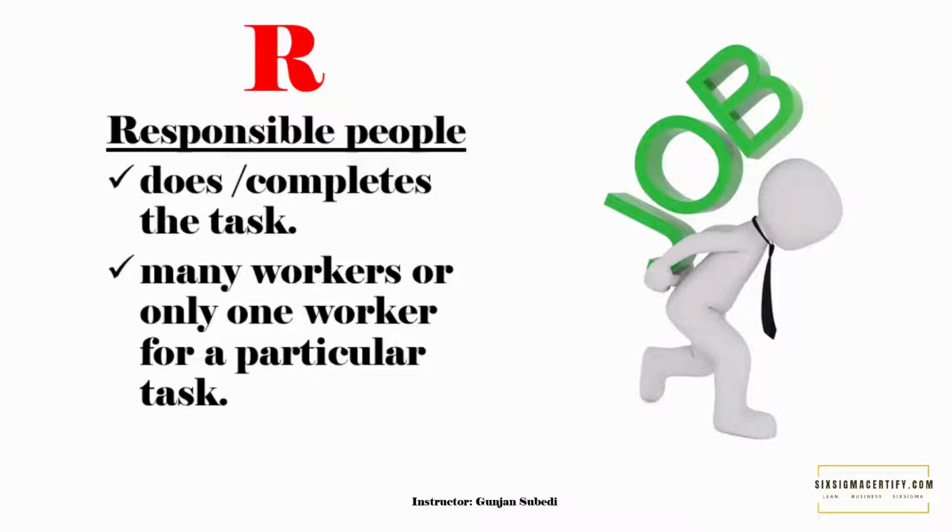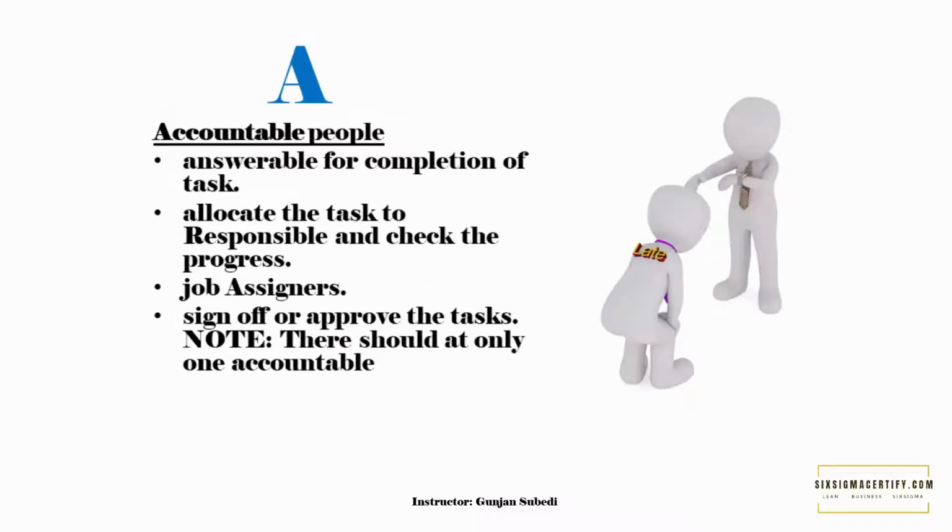Responsible people are those who actually do or complete the task. They are the doers or workers. There could be many workers or only one worker for a particular task. The accountable person is the one who is answerable for completion of the task. They may allocate the task to the responsible and check the progress. They are job assigners. They sign off or approve the task. There should be at least one accountable person for any work that the responsible person is doing.